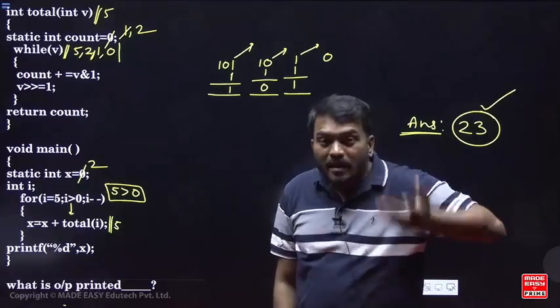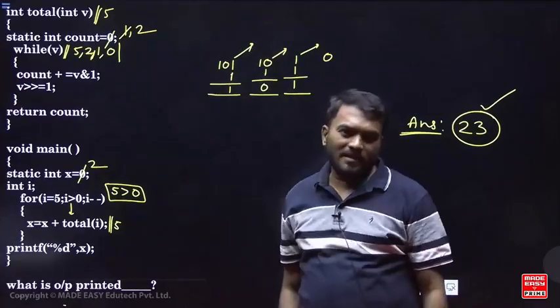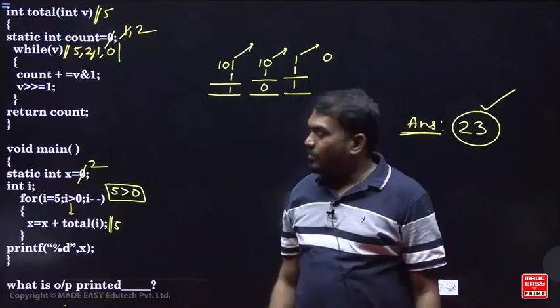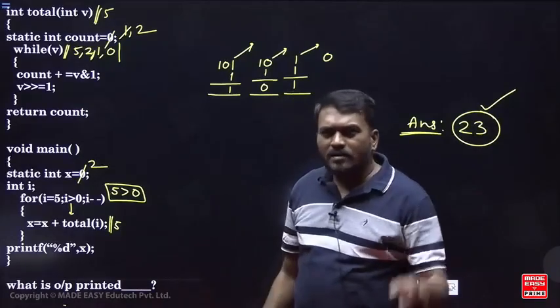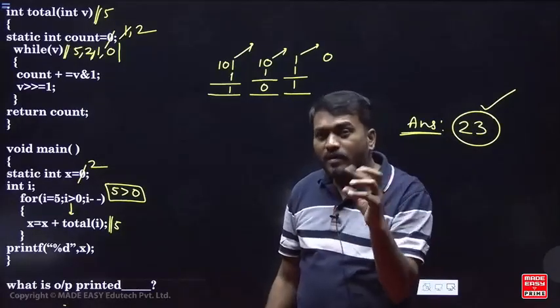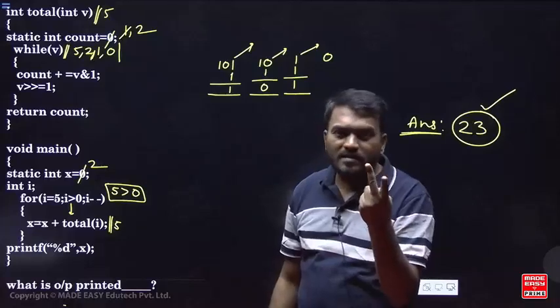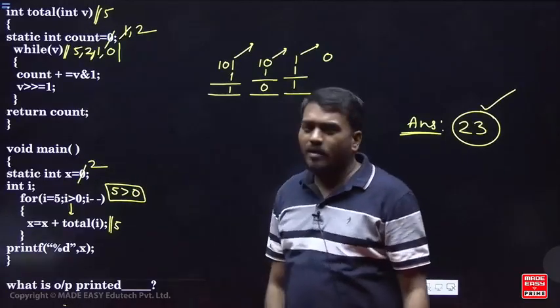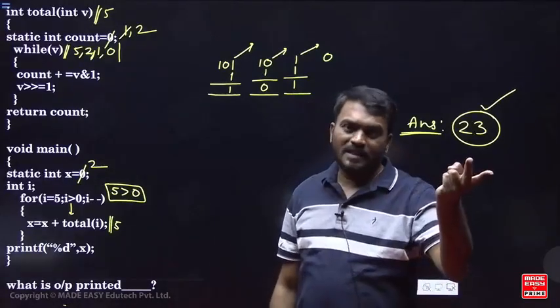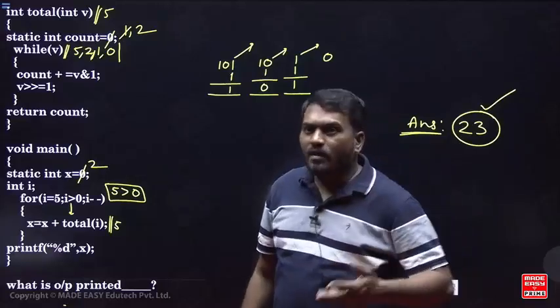So that many times the count value is incrementing. Is that clear? Because we are passing 5, 5 means what? 101. In the 101, how many ones are there? 2 times 1 is there. So that is the reason the count incremented how many times? 2 times.